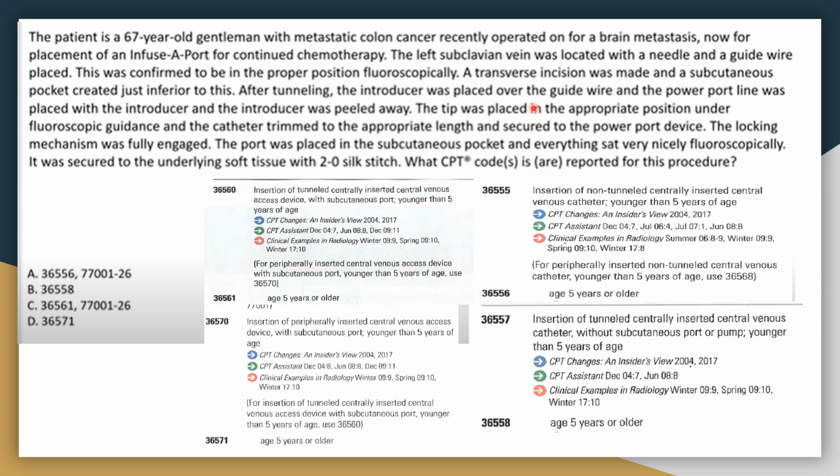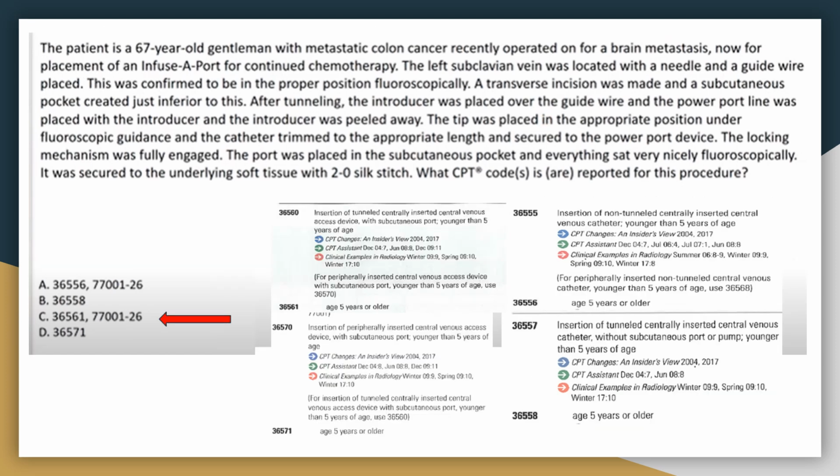The 67-year-old, pump, infuser port, fluoroscopic guidance is taken, and we need to find out whether it is centrally inserted or peripherally inserted. Now the vessel is the subclavian vein. So we have the data, we'll put it in the answer. So correct, it is a subclavian vein, that means it is a CVC. So we will take the code 36561.